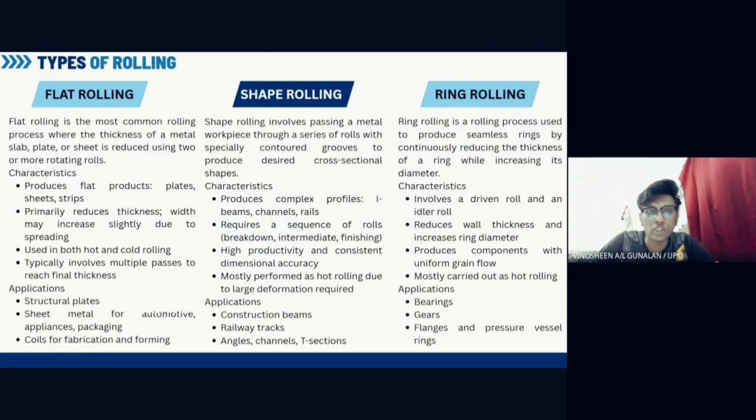So now let's look at the types of rolling. First, we have flat rolling. Flat rolling is the most common rolling process, where the thickness of the metal slab, plate, or sheet is reduced using two or more rotating rolls.